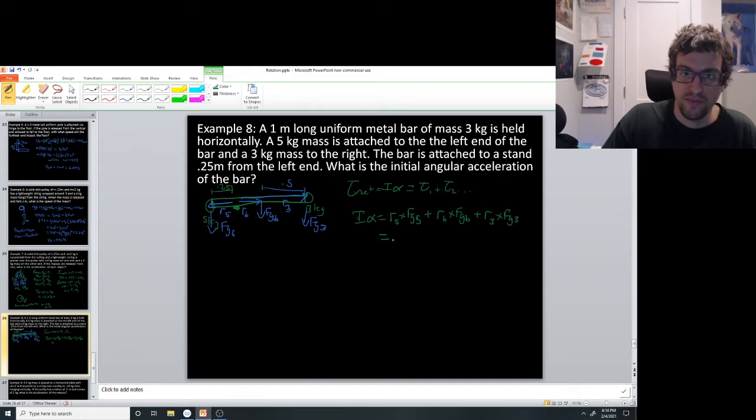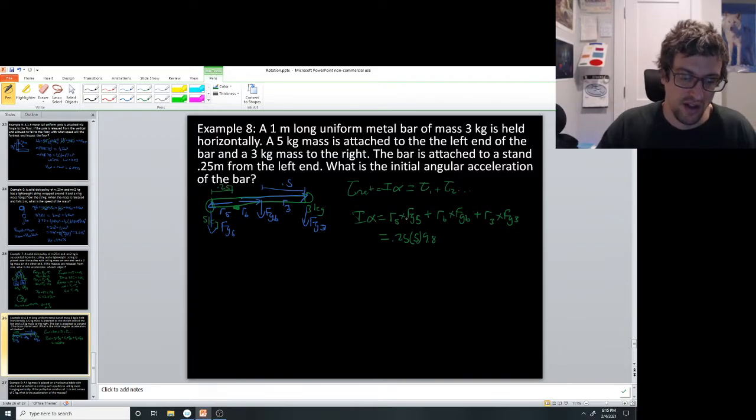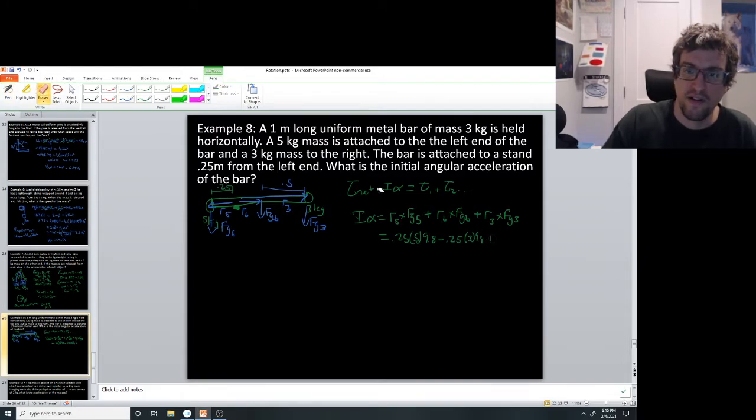R5, that's 0.25 times 5 times 9.8. And that is counterclockwise, which technically makes it positive. And then we have minus 0.25 times 3 times 9.8. And finally, it's also minus 0.75 times 3 times 9.8. All of that adds up to being 2.44.